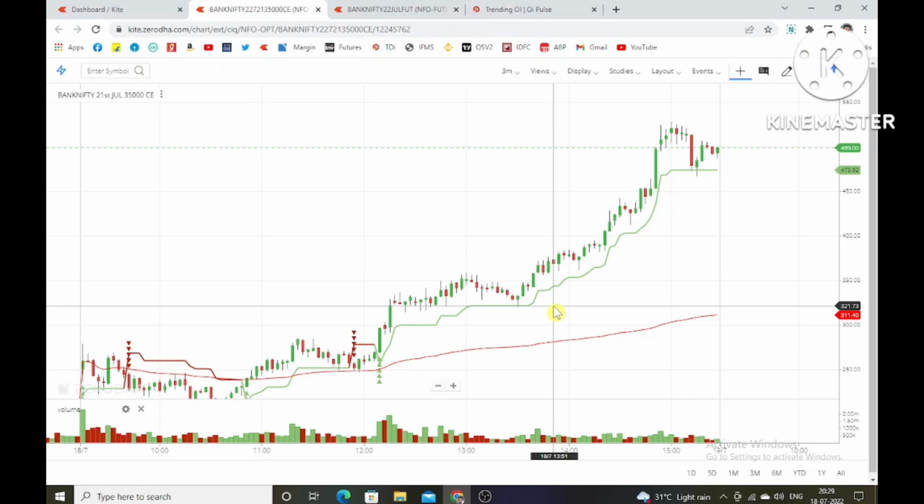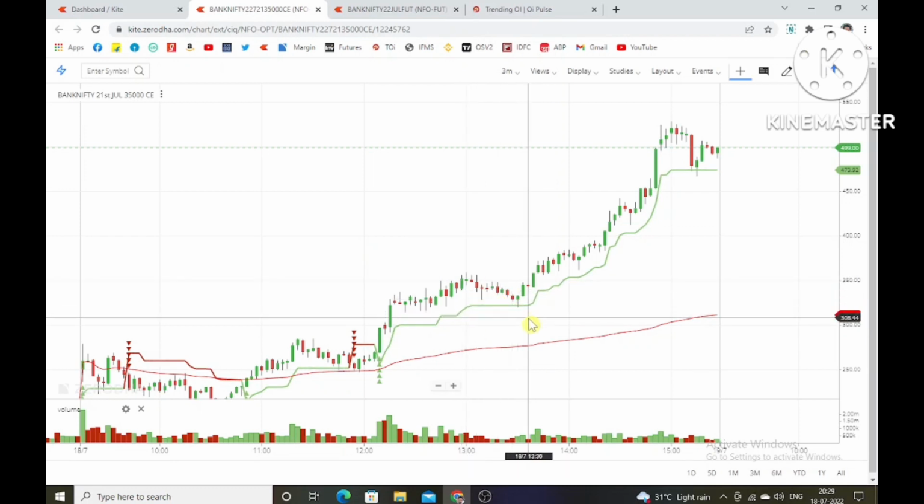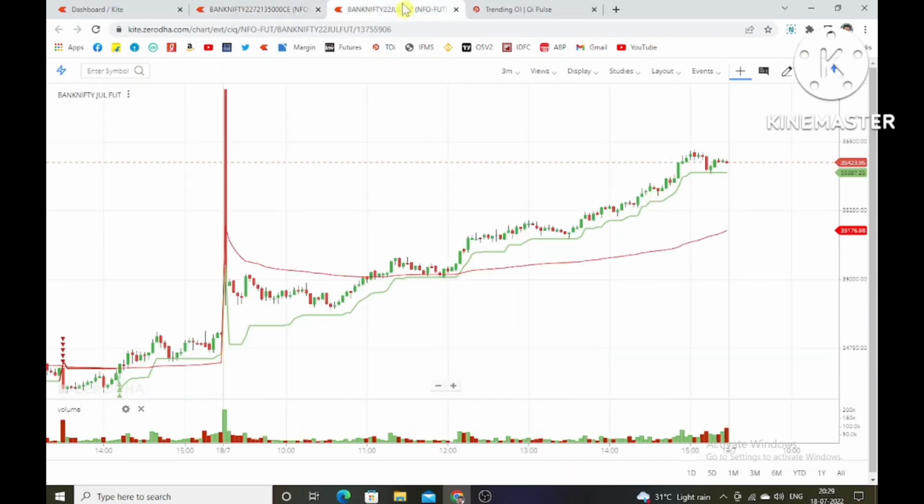Okay, and we have to put a stop loss below Supertrend. If a candle closes below Supertrend in the Bank Nifty future chart, we can exit our position. There is no defined particular stop loss for option trading, so we have to check the chart always. If a candle closes below Supertrend, we can exit our position. That's the rule you have to follow.